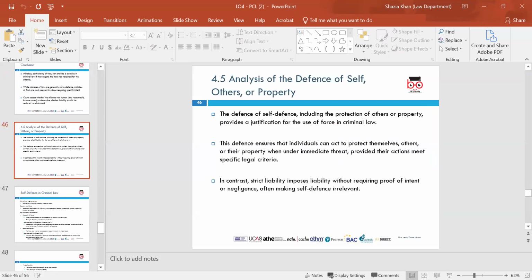4.5, analysis of defence of self, others, or property. So the defence of self, others, or property is a legal defence that allows individuals to use reasonable force to protect themselves, other people, or their property from imminent unlawful harm, but only when the force used is proportionate to the threat faced, meaning it should not exceed what is necessary to defend against the danger. Key aspects include the concept of imminent threat, reasonable force, and proportionality.